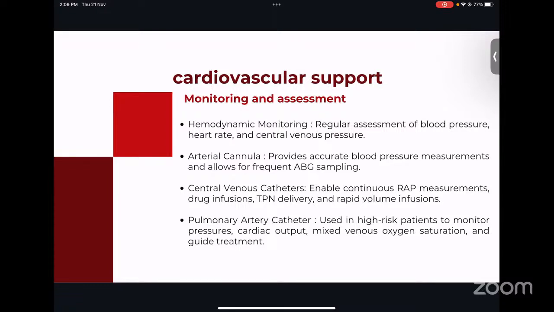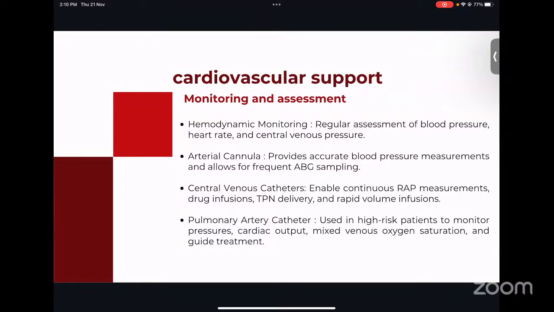The arterial cannula monitors intra-arterial pressure and allows more specific measurement and control of blood pressure than non-invasive cuff measurement. It also facilitates frequent arterial blood gas sampling. The central venous catheter not only allows continual measurement of the right atrial pressure, but also acts as an infusion port for drugs which cannot be given peripherally, allows rapid infusion, and serves as the insertion port for the pulmonary artery catheter and for insertion of a transvenous pacing wire.